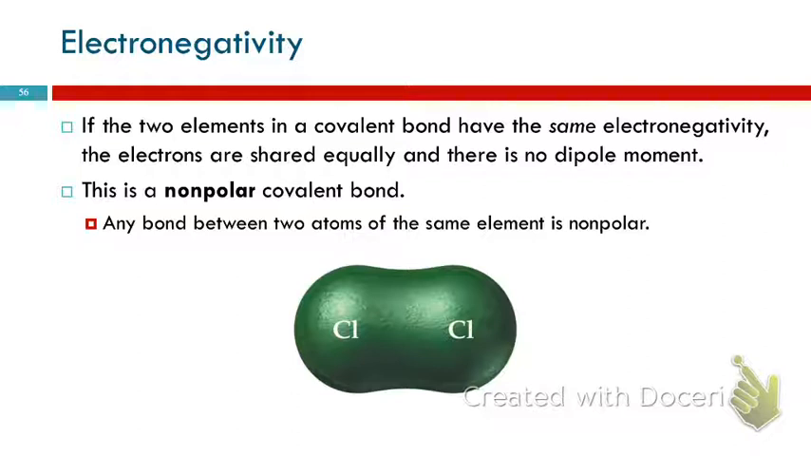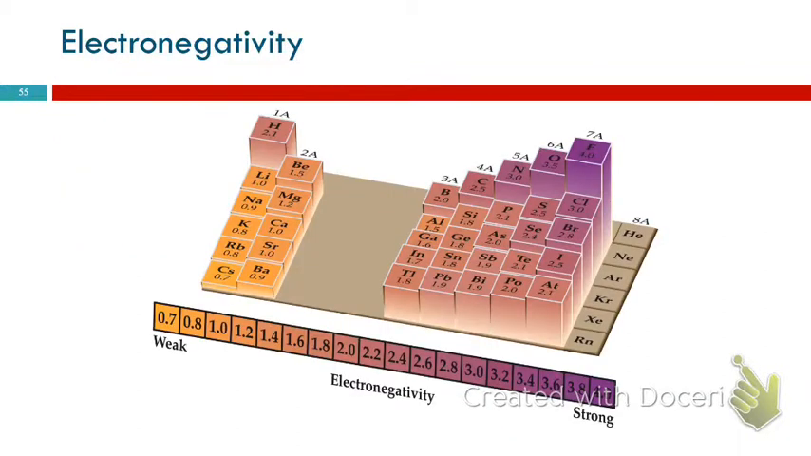Now, is it possible to have a nonpolar bond between two elements that are different? Yes, it is. If you look here, nitrogen has an electronegativity of 3, and chlorine has an electronegativity of 3. So a nitrogen-chlorine bond would also be nonpolar. So that can happen.